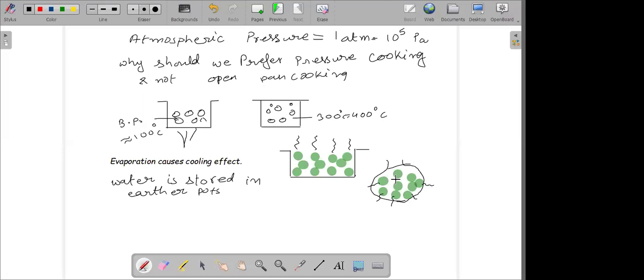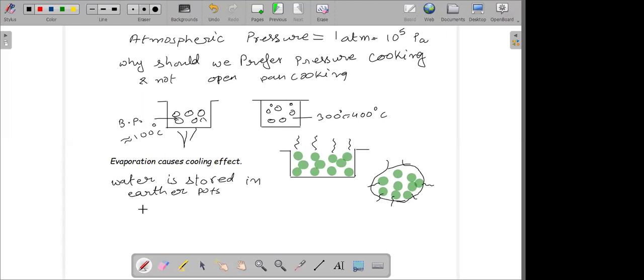Suppose some particles evaporated out, so they took out some energy from the neighboring molecules. As a result, the molecules which are still there, their energy has decreased. So understood? The similar thing.